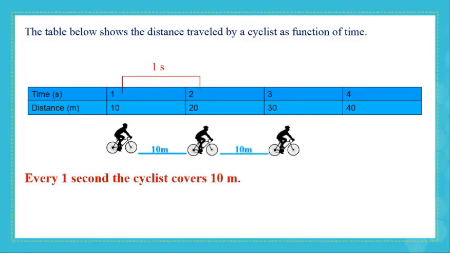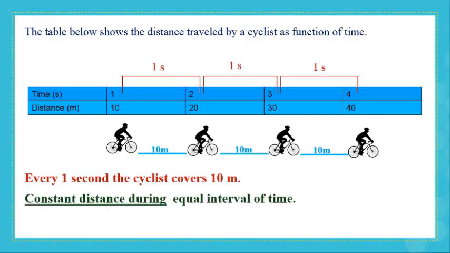A cyclist is covering constant distance during equal intervals of time. Constant distance 10 meters, equal interval of time 1 second. The motion of the cyclist is said to be uniform. So, when a constant distance is covered during a specific interval of time, the motion is said to be uniform.